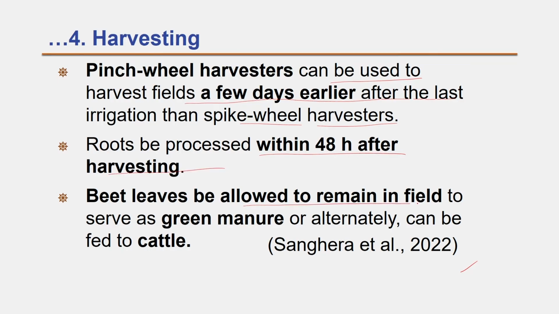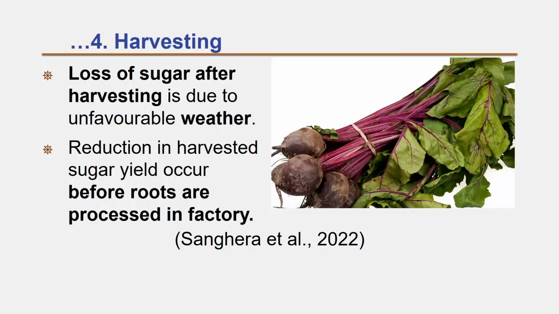Beet leaves can be allowed to remain in the field to serve as green manure, or alternatively they can be fed to the cattle. Loss of sugar after harvesting is due to unfavorable weather. Reduction in harvested sugar yield occurs before roots are processed in the factory.